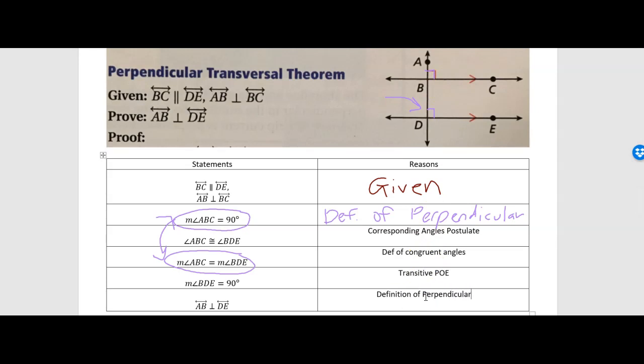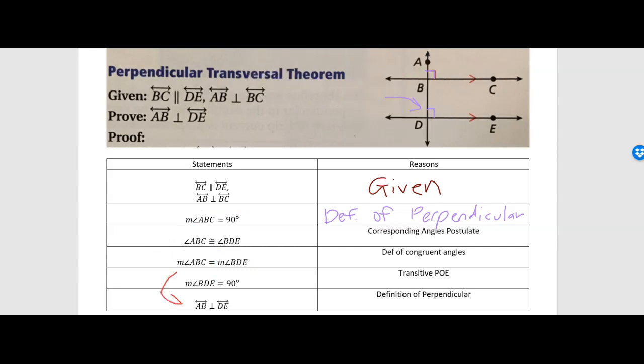So the definition of perpendicular is not something we've really used before in a proof. The other ones we have, but this one we haven't. So the definition of perpendicular can go two ways. If you know that an angle is 90 degrees, then you can use the definition of perpendicular to show that the lines are perpendicular. That is what we did down here at the end. Okay, so let's just talk through that one more time.